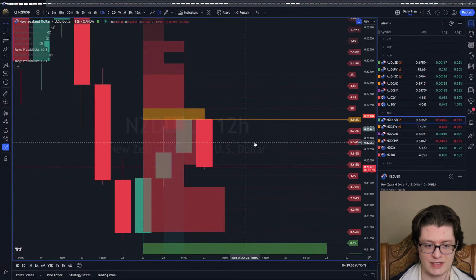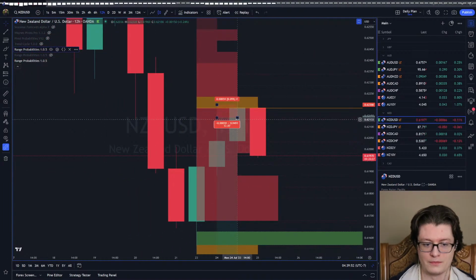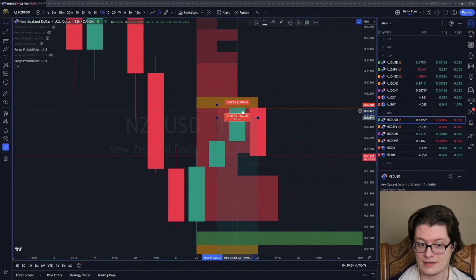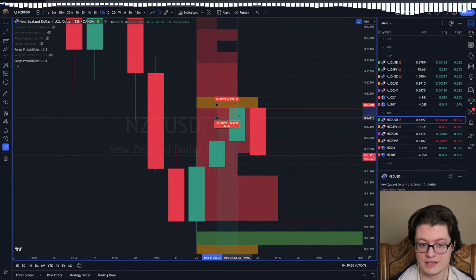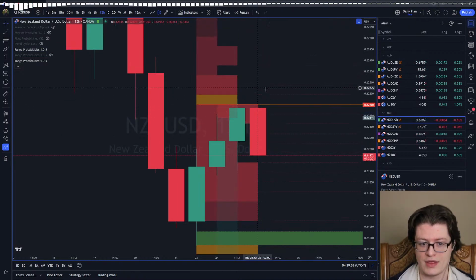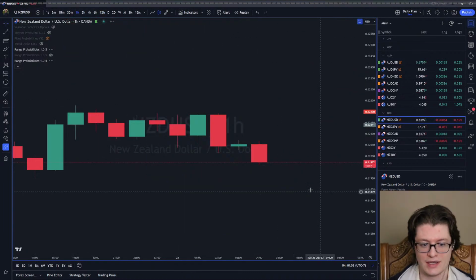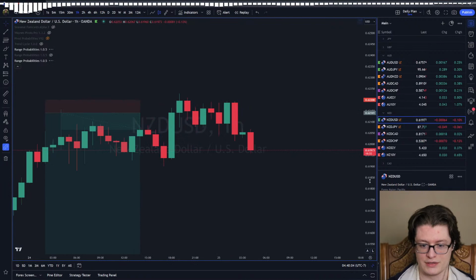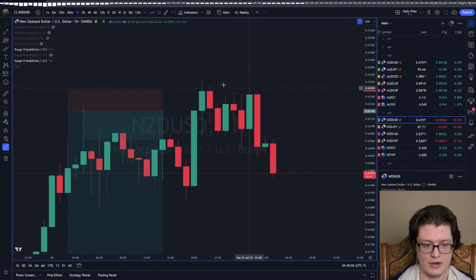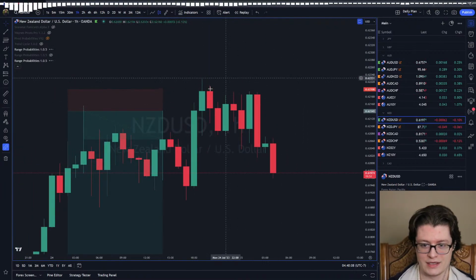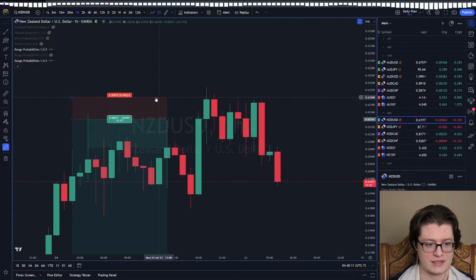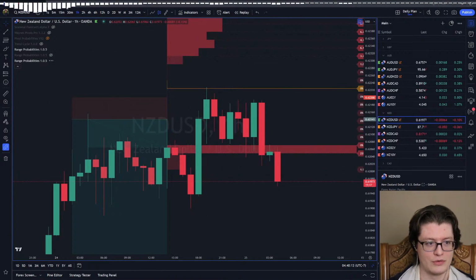NZD USD. Now, I did get stopped on this one. And then once I got stopped out on it, I looked at today's range probabilities. And I was like, oh, hey, we're at a likely high. Also, we didn't get stopped out by all that much.